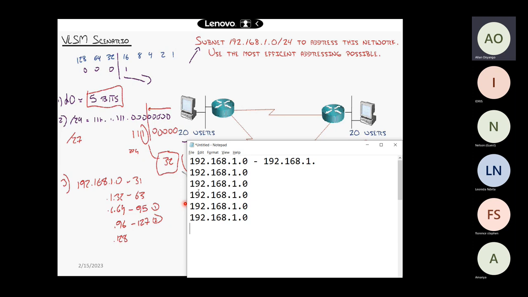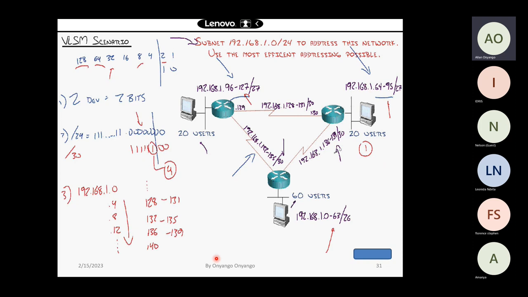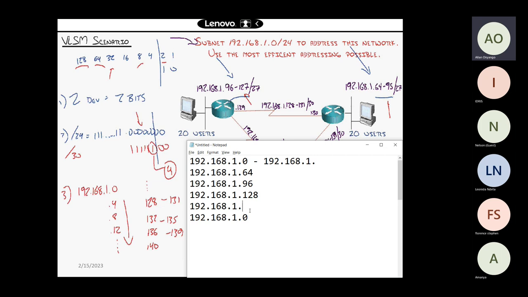So the first one was 1.0. Remember, we added 64, the first one. Then we added 32, and we got 96. Then after 96, we added 32 again to get 128. Then after 128, we have 132. Then we had 136. Then we had, here is 140. All right.